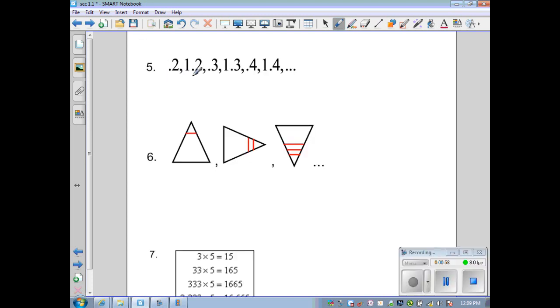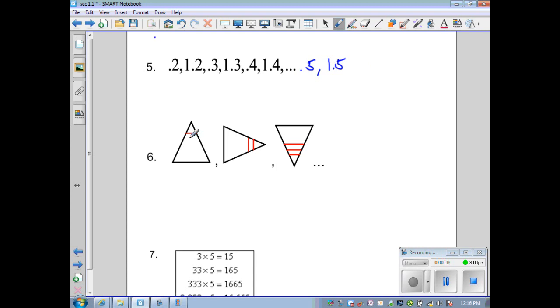Example 5 shows 0.2, 1.2, 0.3, 1.3, 0.4, 1.4. Therefore, my conjecture would be 0.5, 1.5, and if I needed to continue, it would be 0.6 and 1.6.